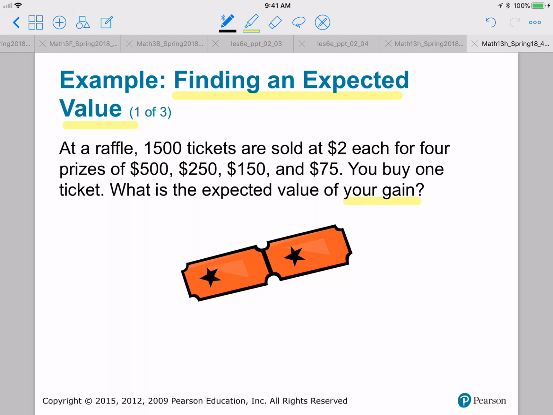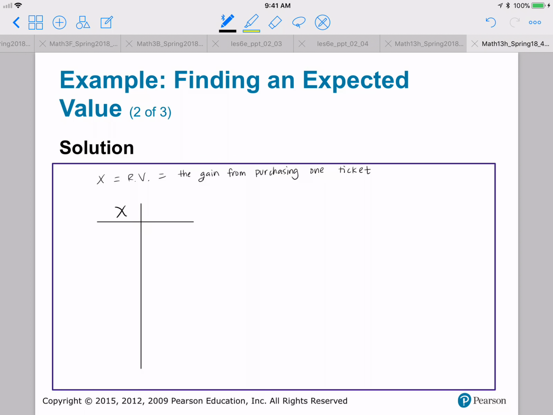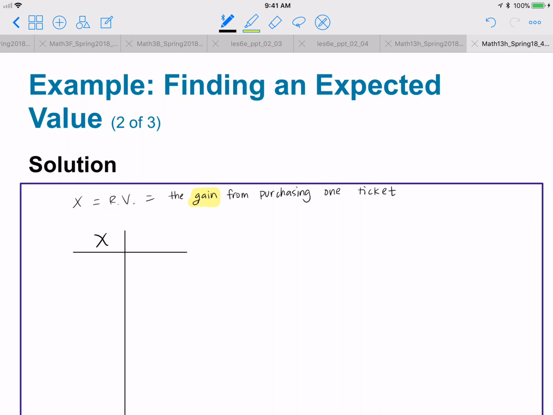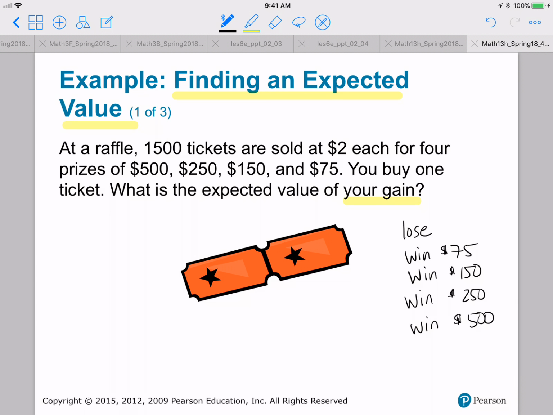I could lose. I could win $75. I could win $150. I could win $250. And I could win the big prize, $500. That's what can happen. If I buy a ticket, one of these five things will happen. Either I'll lose or I'll win a cash prize. Now, how does that translate to my gain? If I lose, what is my gain? Negative $2. If I don't win anything, I paid $2, so I'm out $2.